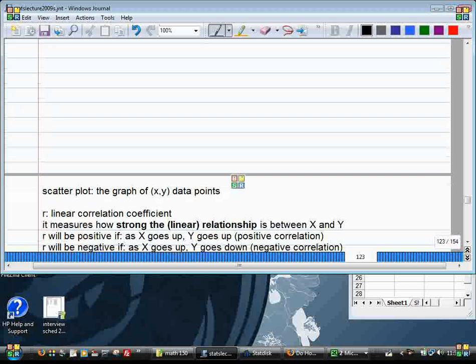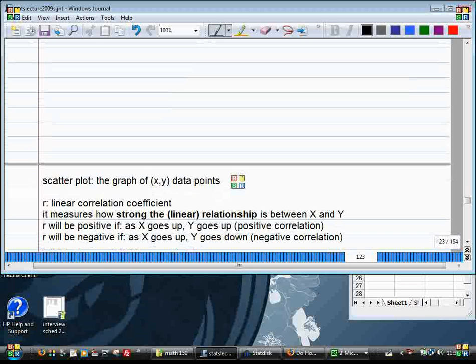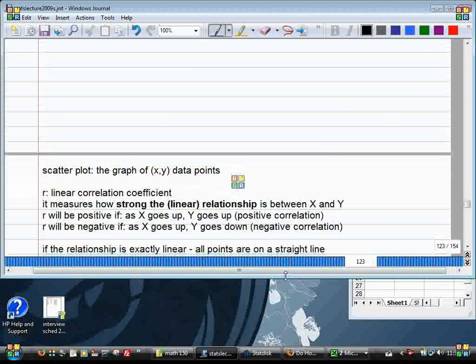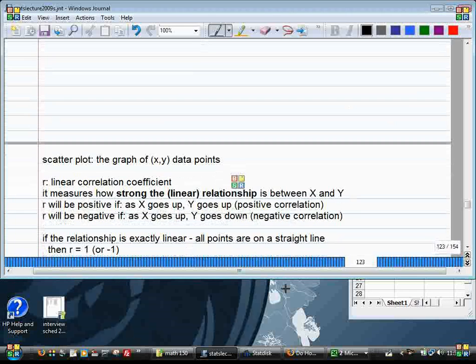Okay. Now, in addition, if the relationship is exactly linear, in other words, if all points are exactly on a straight line, then R will be 1. Or negative 1.